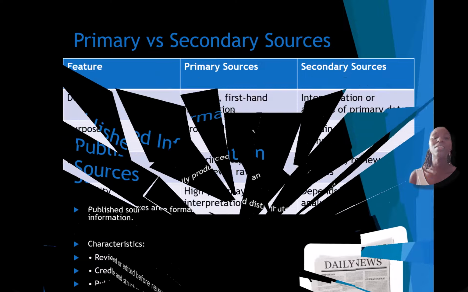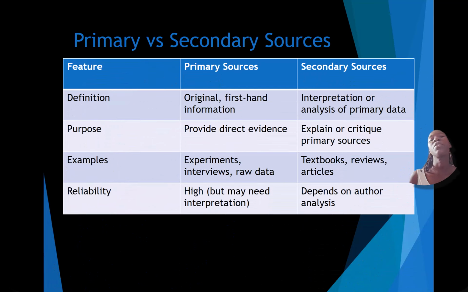So those are examples of the information. You are going to see the primary versus the secondary sources. How do these things differ? We have the definition there, that at first we define them according to the definition. The difference: these primary sources are original, first information.